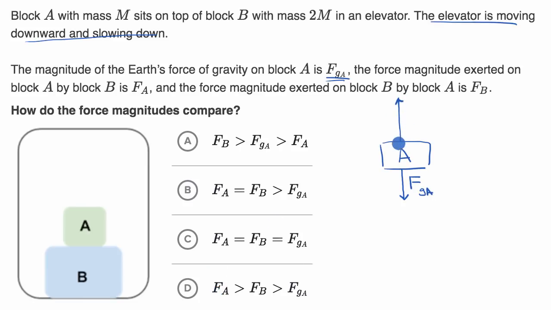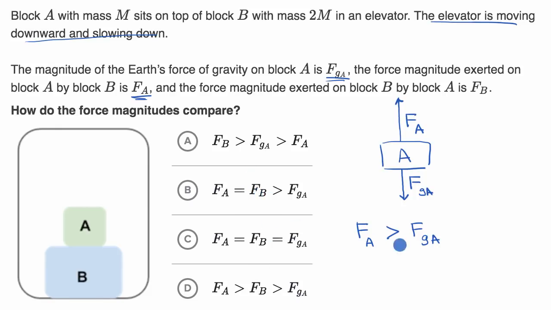And what's the upward force acting on block A? Well, they say the force magnitude exerted on block A by block B is F sub A. So the magnitude here is F sub A. So we immediately know, because we have a net acceleration upwards, remember, we're moving down, but we're slowing down, so it's a net acceleration upwards, that that immediately tells us that the magnitude of F sub A is going to be greater than the magnitude of the force of gravity on A. And so we can get rid of some of these choices, but they also are comparing F sub B here.